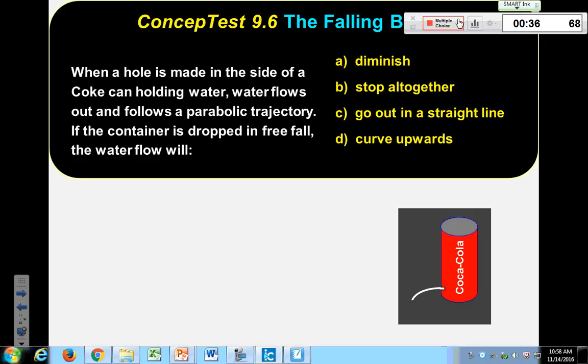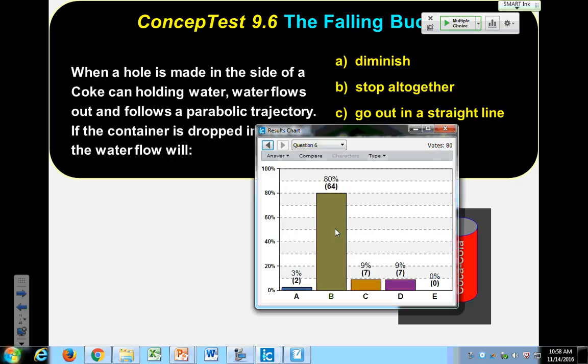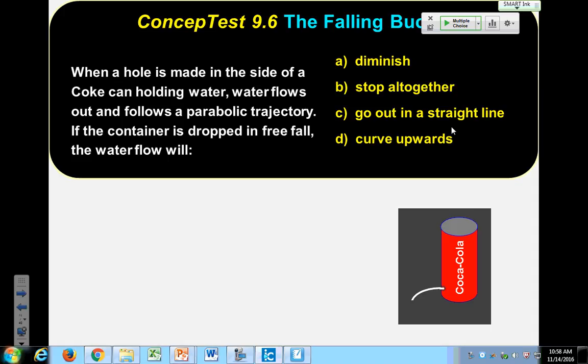Oh, good. Y'all doing pretty well. I'm going to stop in about 10 seconds. I'll stop at 45, actually. 45. Oh, 45. Okay, good. B is right. When you drop it, there'll be no forces. You'll have no difference in pressure from either side, and then that'll cause it just to stop flowing altogether.